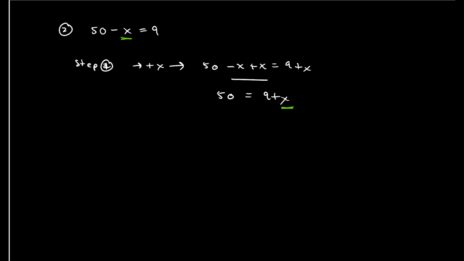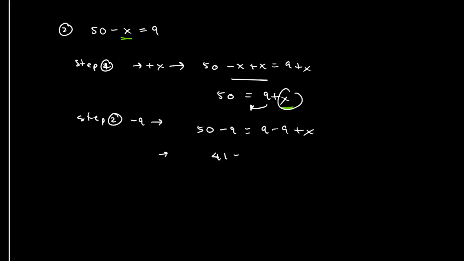Now again, we need to have x on one side. So the second step is we need to bring the 9 on this side to leave the x alone on this side. Therefore, we subtract 9 from both sides. So we have 50 minus 9 on the left and 9 minus 9 on the right plus x. Continuing, 50 minus 9, that's 41, equals 9 minus 9, that's 0, and x.